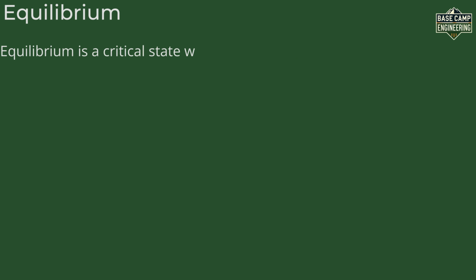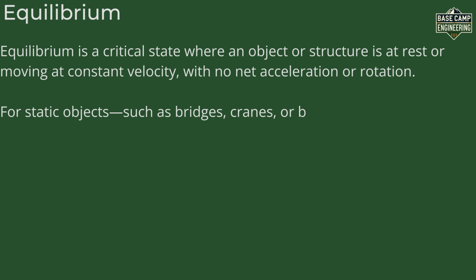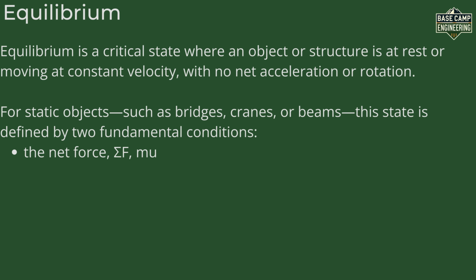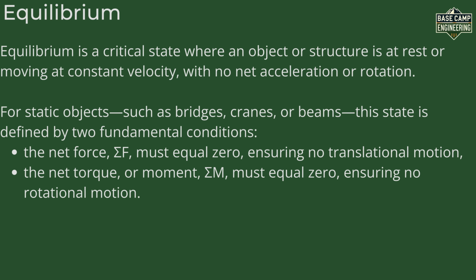In mechanical and civil engineering, equilibrium is a critical state where an object or a structure is at rest or moving at constant velocity with no net acceleration or rotation. For static objects such as bridges, cranes, or beams, this state is defined by two fundamental conditions. The net force sigma F must equal 0, ensuring no translational motion, and the net torque or moment sigma M must equal 0, ensuring no rotational motion. These conditions are the backbone of statics, enabling engineers to design stable, load-bearing structures that withstand forces without failure.